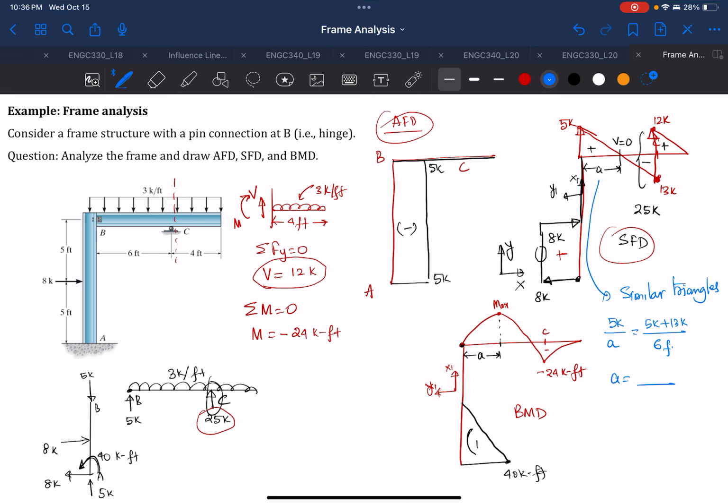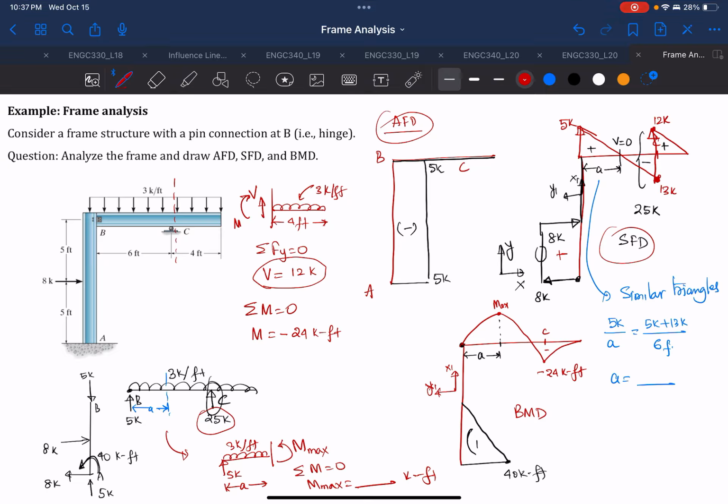And once you find A, which is around here, you can cut this section, 5k. You can cut this section which is 3 kips per feet, and this distance is A. You can find what is the moment, set the moment equal to 0, and this will be your M max. You can find the value of M max, which is in kip-feet, and you'll find that it is positive.